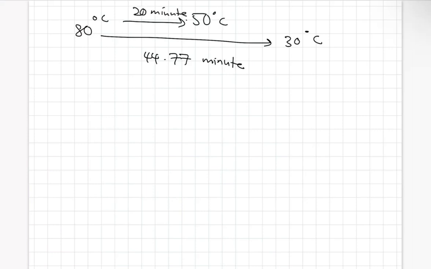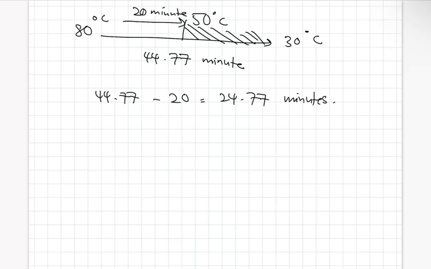So what is the rest from 50 to 30 degrees? You just take 44.77 minutes minus 20 minutes. So this is around 24.77 minutes. No need to compute again. Just take this one. Alright, finish question number 4.